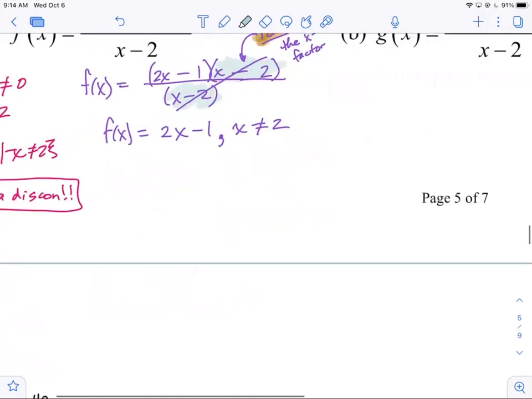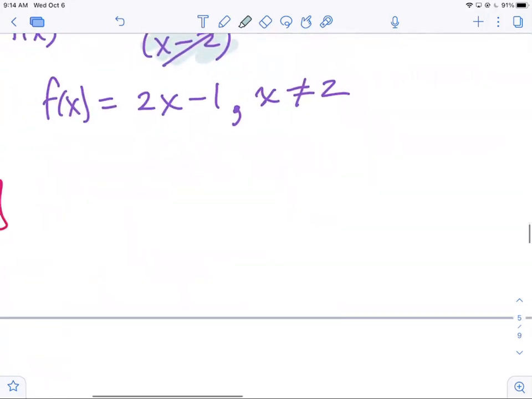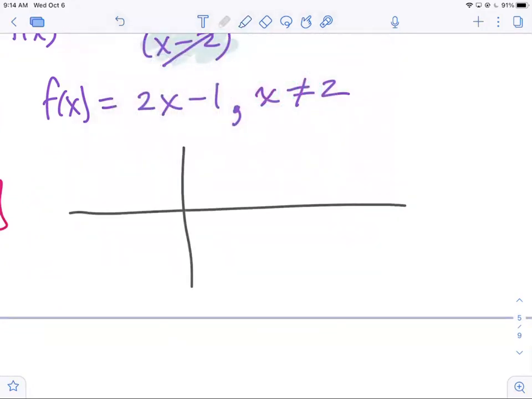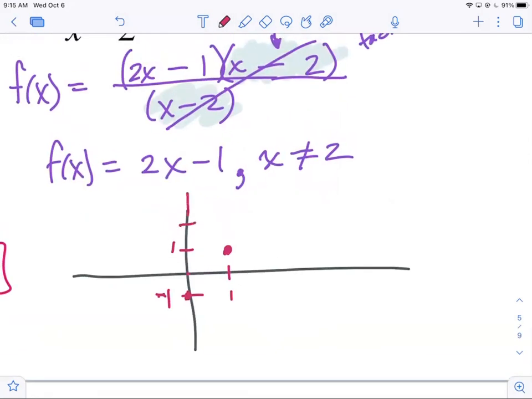Now, let's see if we can sketch this. Since we know what 2x minus 1 looks like, let's review algebra 1. Here's -1, and then the slope is up 2, so there's 1, 2, right 1. So we're at the point 1, 1. Let's do it again. Up 2, that puts us up here at 3, right 1, that puts us at 2.